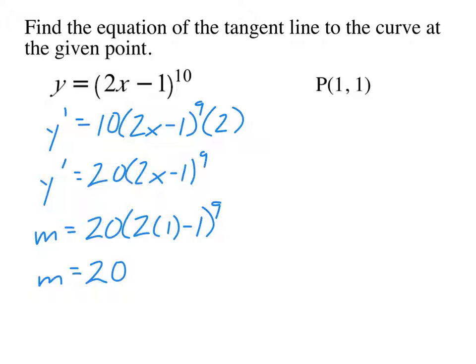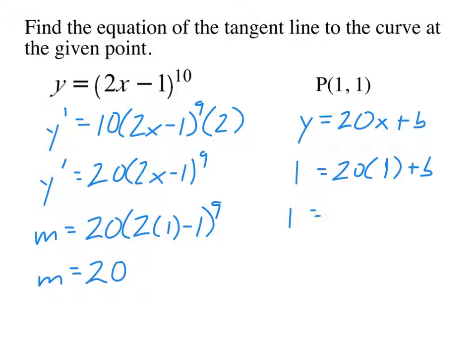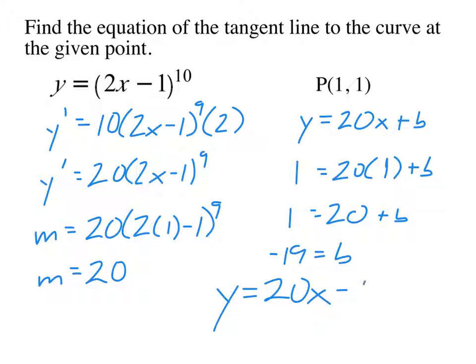Finish finding the equation. All right. So we know that we're going to have y equals 20x plus b. Well, plug in your point. Plug the y coordinate in for y, plug the x coordinate in for x, and then solve it for b. So 1 equals 20 plus b. Subtract the 20 from both sides, and you find that b equals a negative 19. Therefore, your equation is y equals 20x minus 19. And you're done. That's your final answer for the equation of the tangent line to the curve at that point. I did it right.